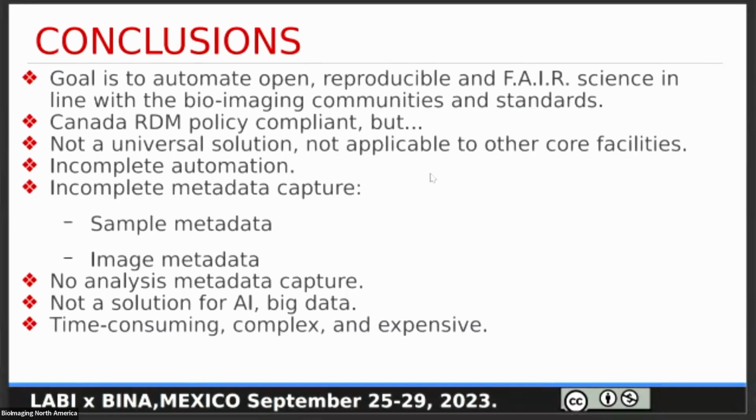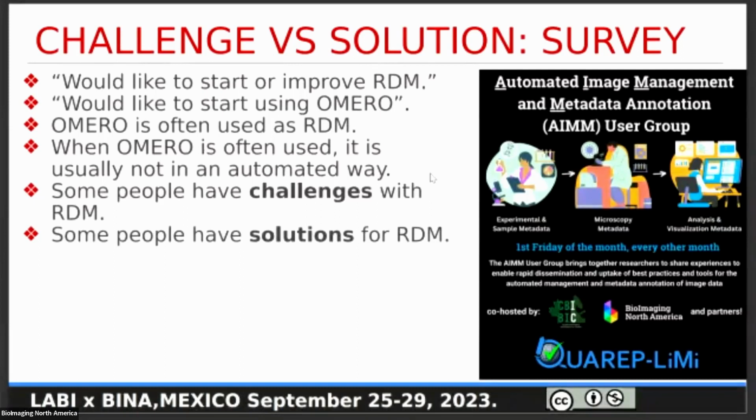And this was challenging, and it's complicated, it's time-consuming, and we managed to do some of it. But in the process, we came to realize that as a community, if we group the people, pair the people that have challenges with the people that have solutions, we can move further along. And as a result, a new user group was created with BINA. It's called Automated Image Management and Meta Annotation, or AIMM user group.